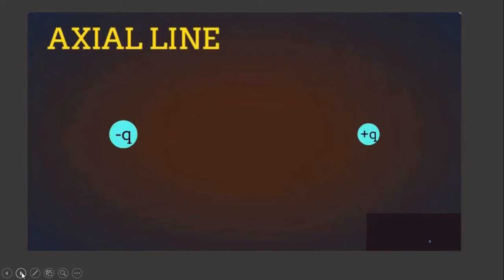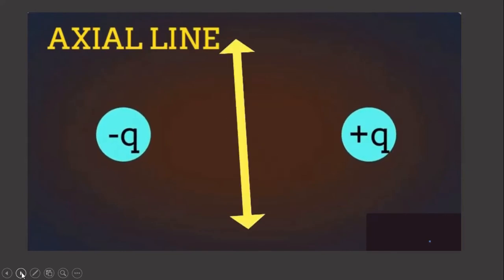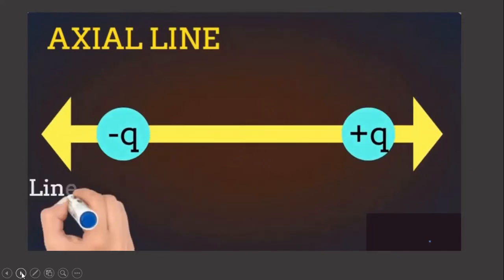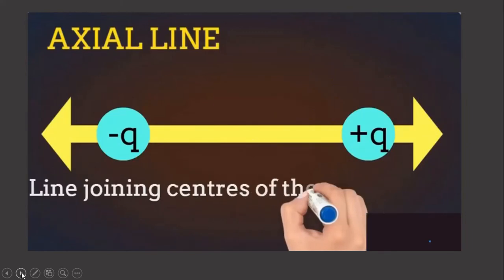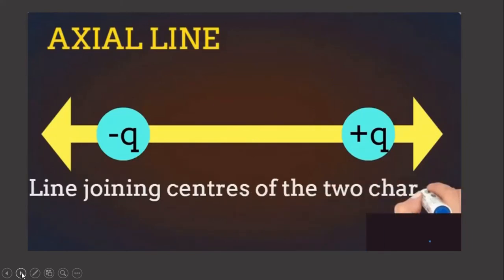Let's start with the axial line. How can we represent an axial line? It is the line joining the centers of the two charges. That means if we have plus q and minus q, the line which joins their centers will be called the axial line, and any point which lies on this axial line will be called an axial point. So here we will be finding the electric field of the dipole.